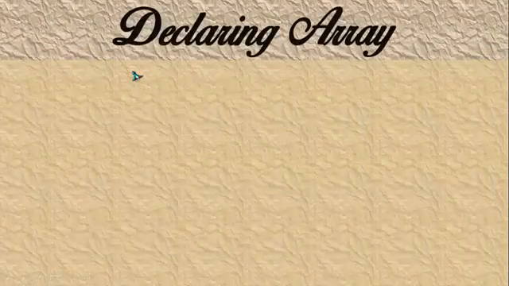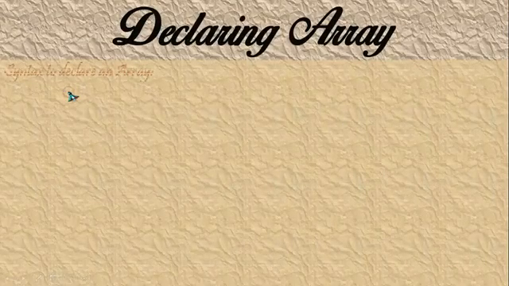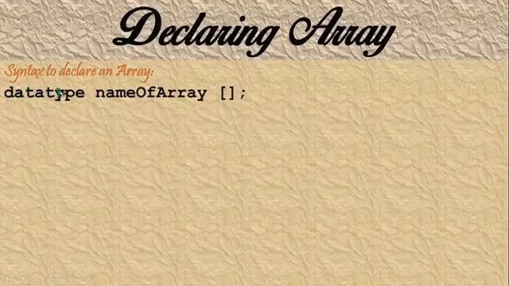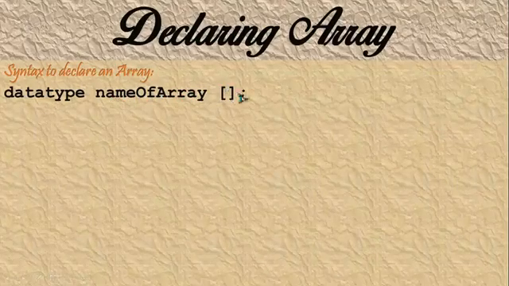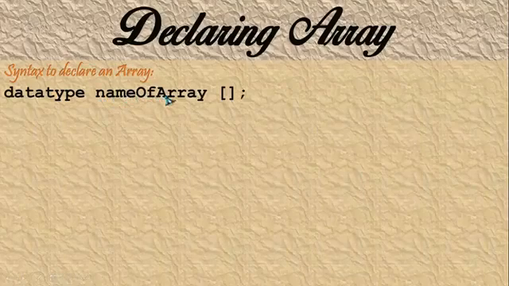Let us learn how to create an array. We have two steps to declare an array. First, we give data type and then name of the array, and then the array symbol, and we terminate. If it is an ordinary variable, then we won't have this array symbol. This is the only difference between declaring an array and an ordinary variable. This will create only the array.